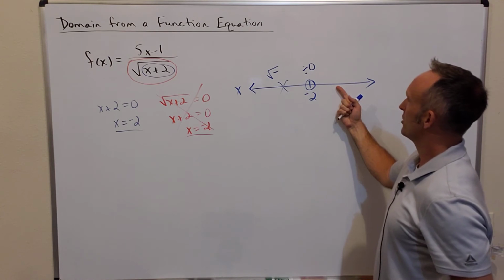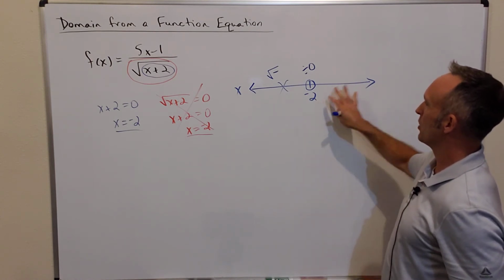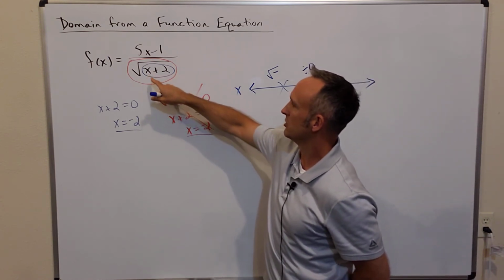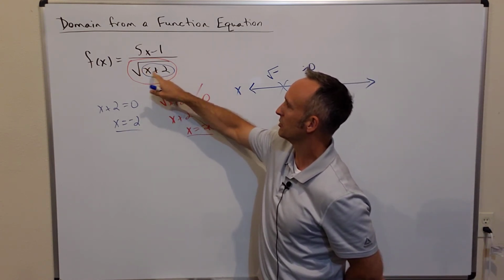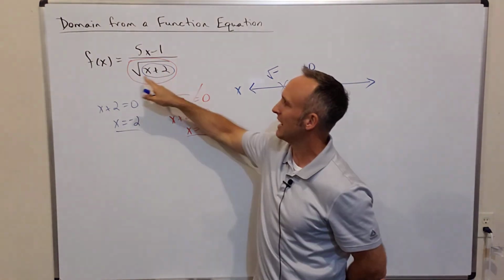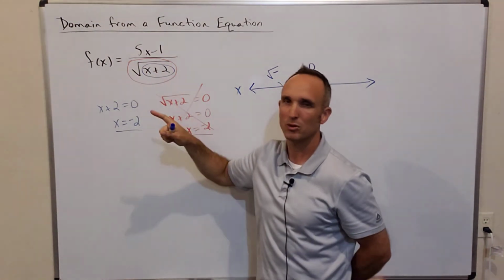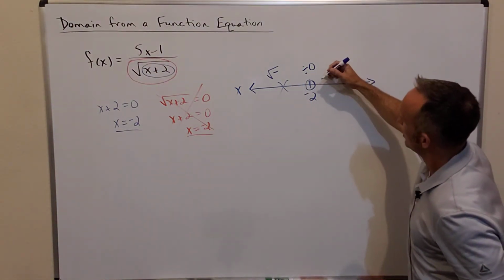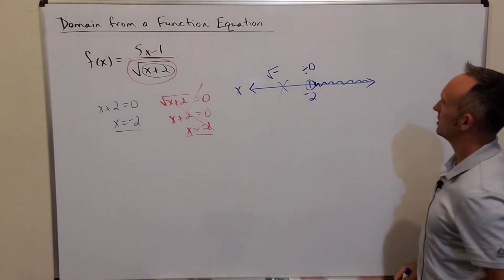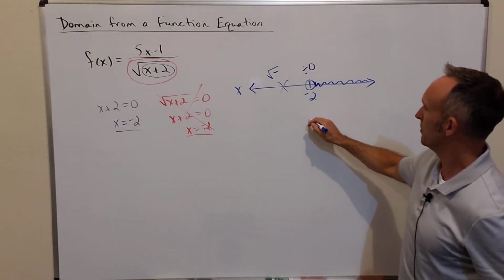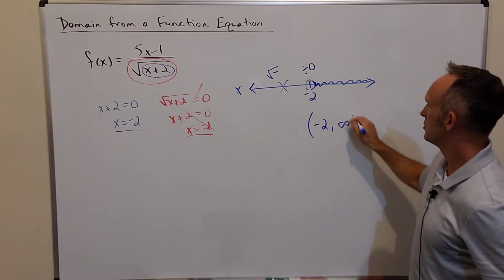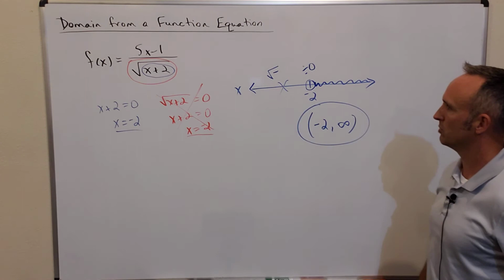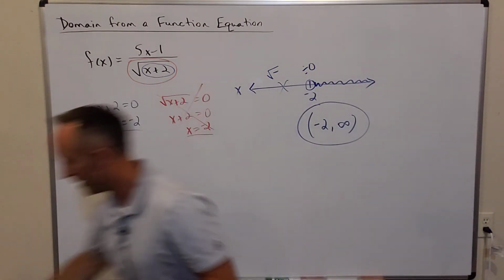If I look at numbers bigger than -2, like positive 10 or 0 or 1,000, whatever, plug in any number over here for x. Let's use 1,000. 1,000 plus 2 is positive. I can take the square root of a positive number and I can divide by that positive number. So that doesn't cause any trouble at all. So all of these numbers here are in my domain. And so now I'm looking at a domain from -2 to infinity, but not including the -2 because it caused division by 0. Okay, fantastic.